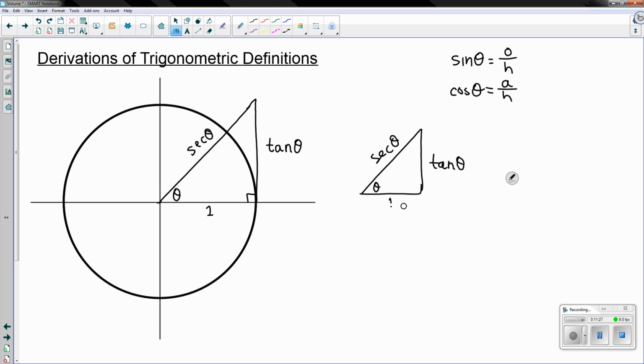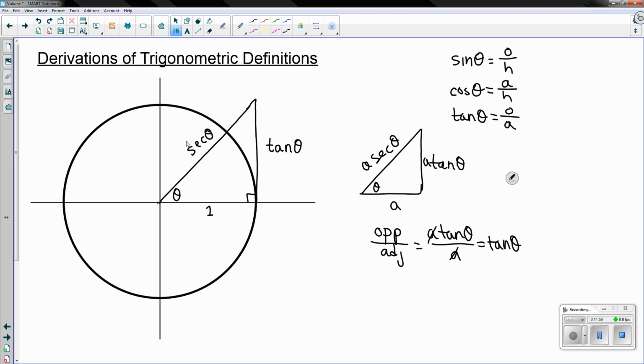We know the adjacent's not always going to be 1, so we're kind of just repeating the same idea here. So we scale all the sides by some factor a. So how do I get my tangent back? Well, if I take that opposite side and divide it by the adjacent side, we just came up with a definition for tangent, given any side lengths. It's going to be opposite over adjacent.